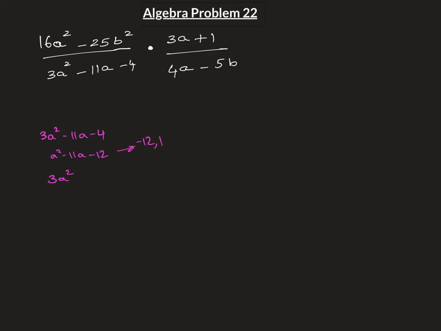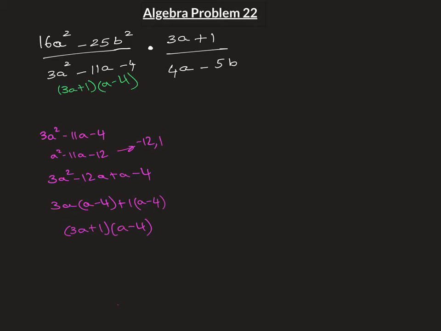So it means we go 3a squared minus 12a plus a minus 4. We break it down, so 3a times a minus 4. Now we do plus 1 times a minus 4. And now we've got 3a plus 1 times a minus 4. So now all we're going to do is write this back up here as 3a plus 1 times a minus 4.